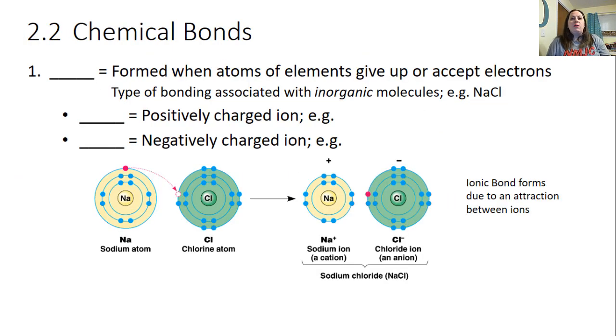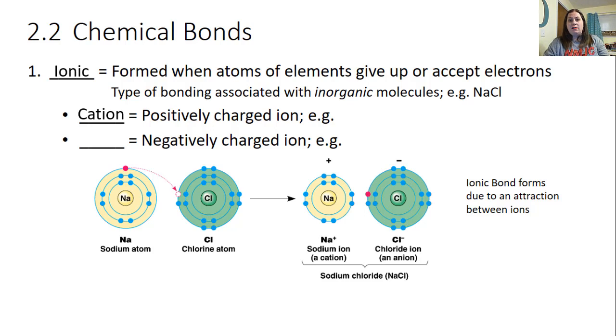All right, so now we're going to be looking at our chemical bonds. Okay, we talked about how these electrons are going to be either given away, taken, or shared, and so let's look at how this bonding takes place. The first type of chemical bond is known as an ionic bond. This is formed when atoms of elements give up or accept electrons. This is the type of bonding associated with inorganic molecules like table salt, NaCl.